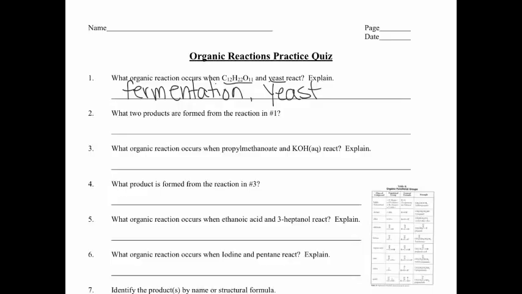Number 2 is referring back to the reaction in number 1, which was fermentation. They want to know what 2 products are formed in that reaction. If you recall, fermentation is what happens when yeast digests the sugar and it produces alcohol, more specifically ethanol, and carbon dioxide. Not that I want you to think about beer, but that's essentially what happens when beer is made. It makes the alcohol, or ethanol, and the bubbles in the beer are CO2.